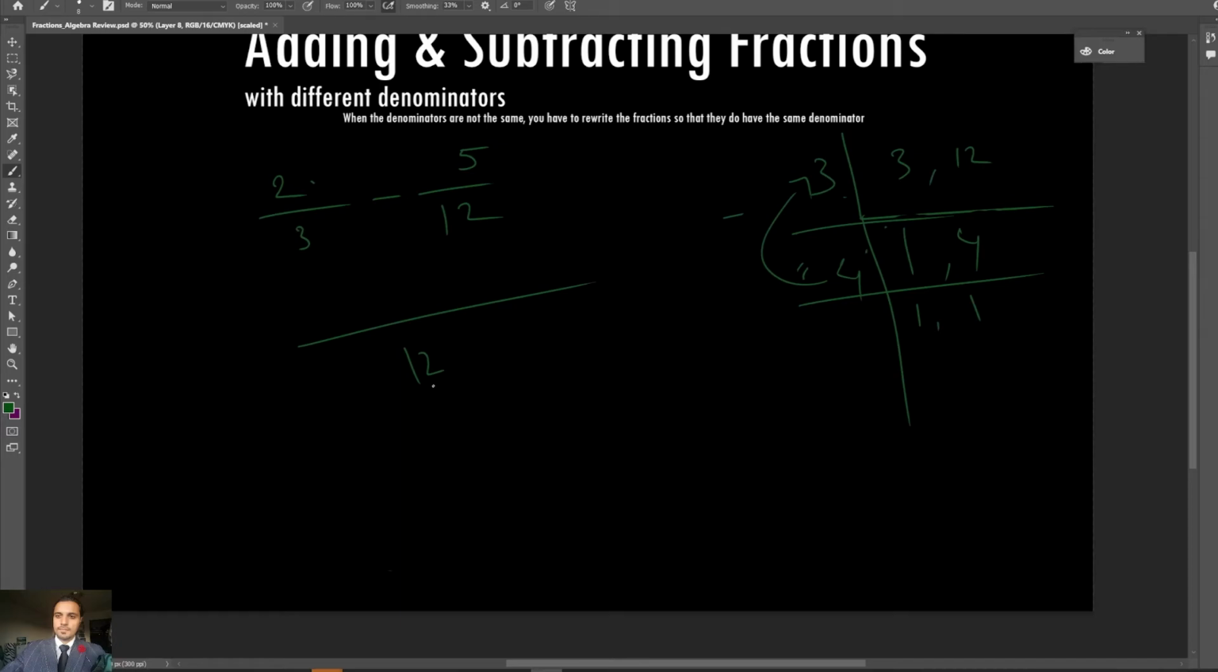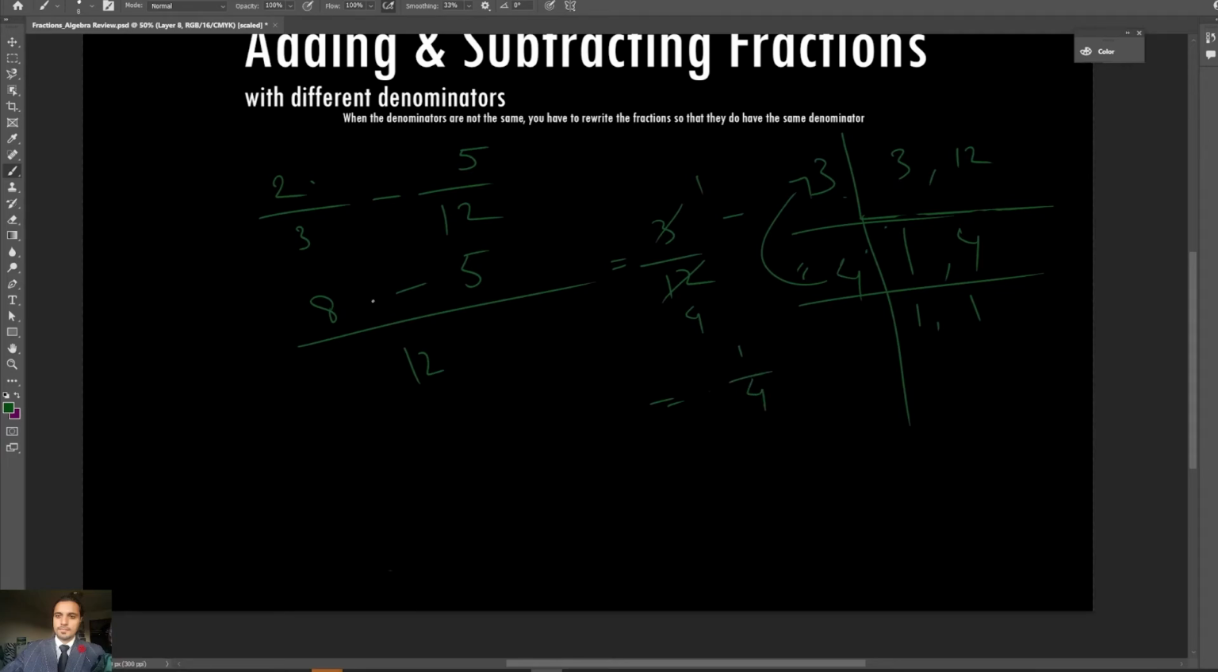Now how many times does 3 go on 12? 4 times. And then 4 times 2 is 8. Minus 12 goes 1 time, so 1 times 5 is 5. So the answer is 3 over 12, which reduces to 3 times 1 and 3 times 4. 3 goes once on 3 and 4 times on 4, so it's 1 over 4.